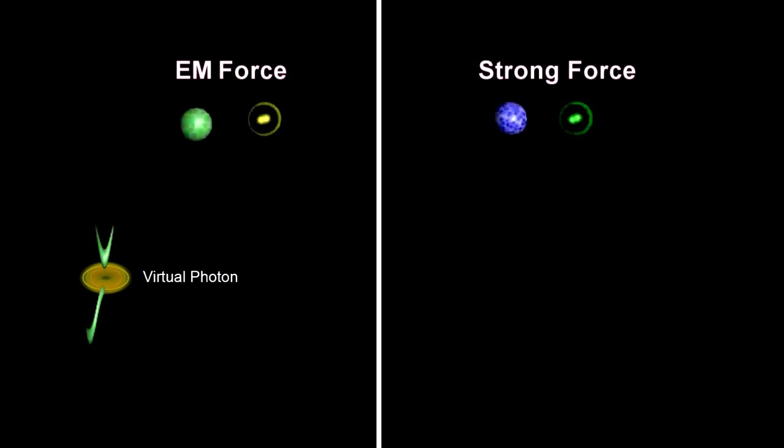And where interacting electrons disturb the electric field in a way that causes virtual photons that exert a force on the electromagnetic field, interacting quarks disturb the gluon field in a way that creates virtual gluons that exert the attractive force of the gluon field. So you can see that there are a lot of similarities between the electromagnetic force and the strong force.